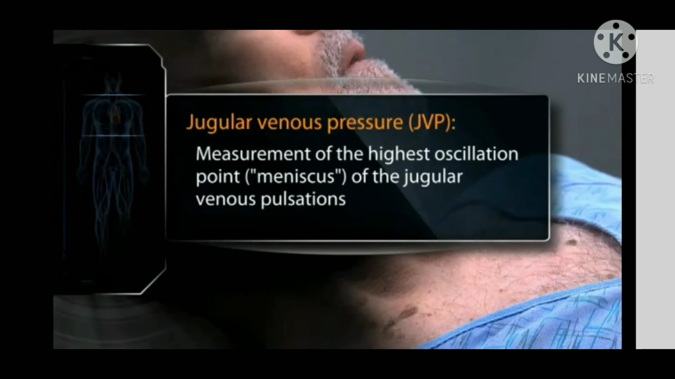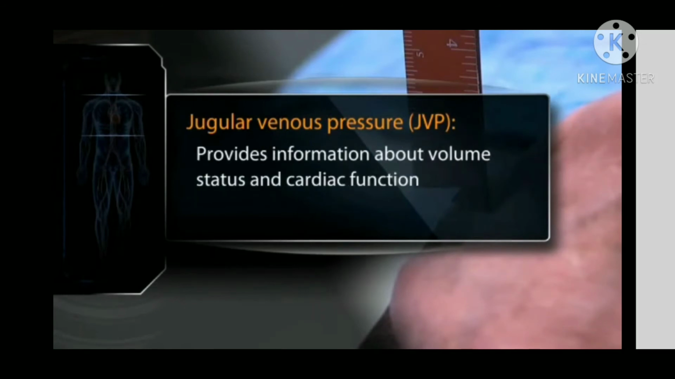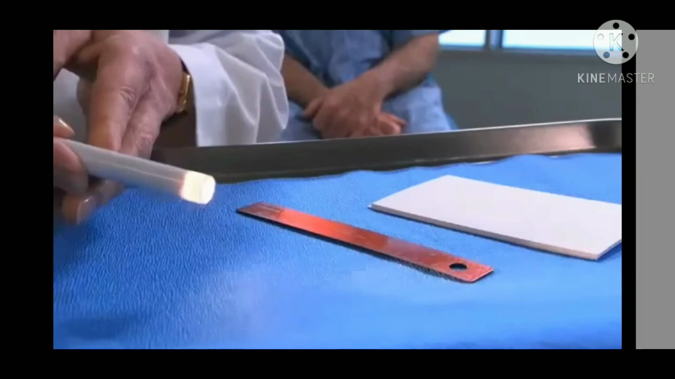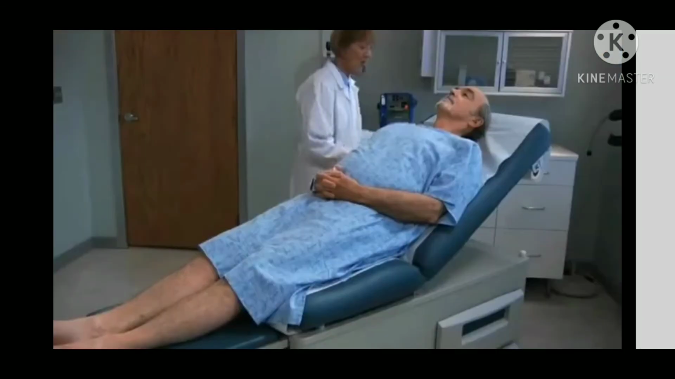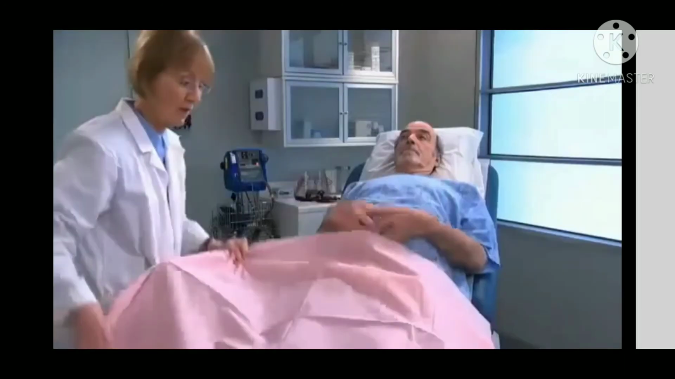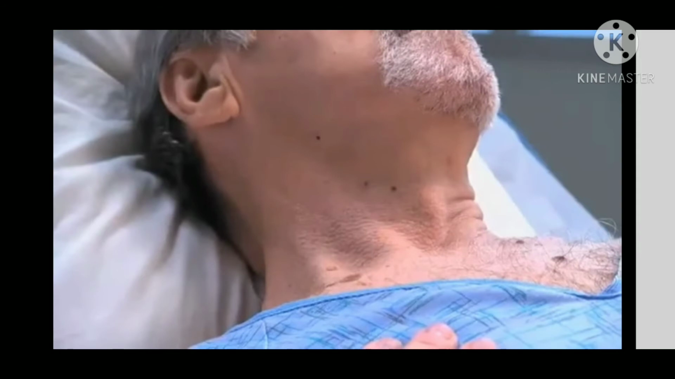Estimating jugular venous pressure is the measurement of the highest oscillation point or meniscus, which reflects pressure in the right atrium. Look for the oscillation point along the sternomastoid muscle between the clavicle and the angle of the jaw, or just posterior to the sternomastoid. The carotid pulse has a more vigorous thrust.